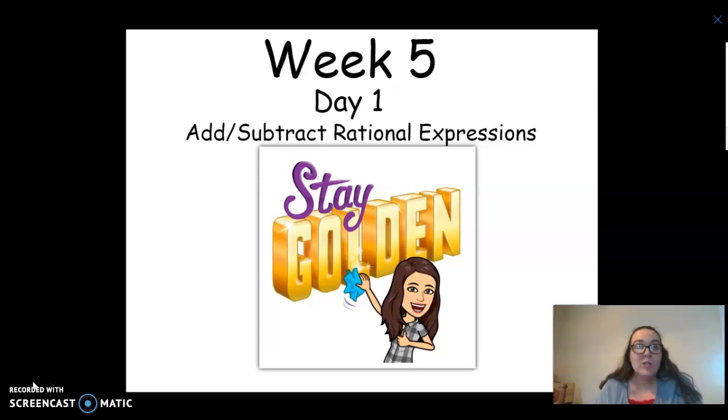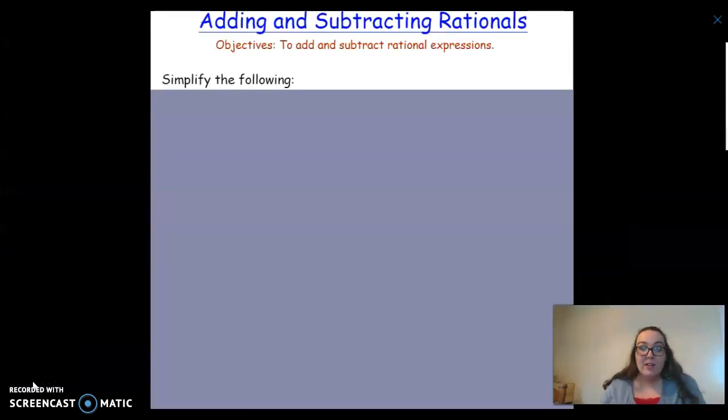So last week we multiplied and we divided rational expressions. This week we are going to be adding and subtracting rational expressions. Our objective: we are going to add and subtract rational expressions. Now, as always, I want you to pause and play where needed.